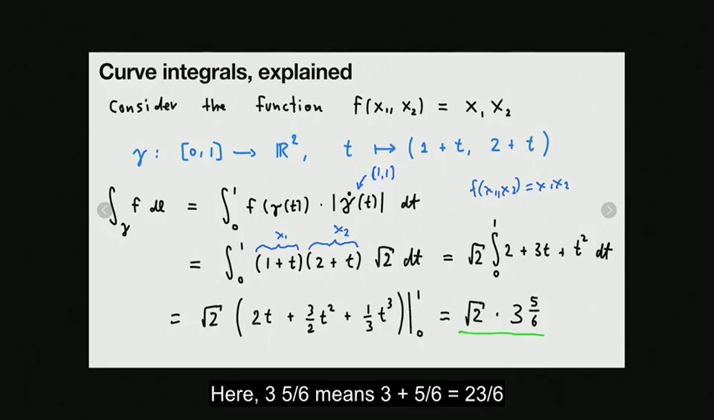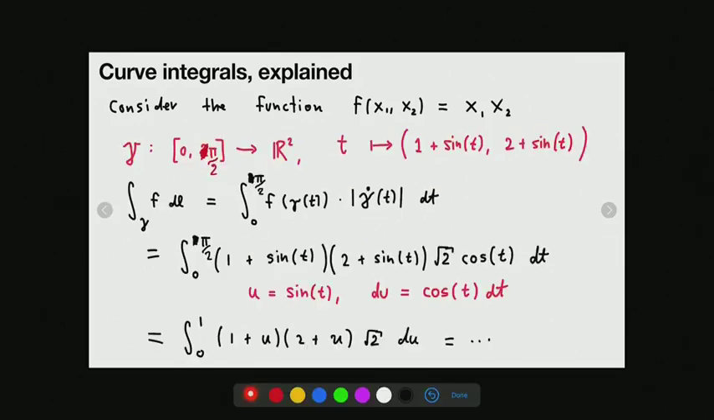We would like to compare this with a second parameterization of the same curve, where we did not have a straight line, but instead we had this parameterization using the sine function. So we have the second parameterization. The function that we want to integrate is still the same, just f of x equals x1 times x2. This time we use a slightly different parameterization, going from 0 to pi over 2 to R to the 2, and t is mapped to 1 plus sine of t and 2 plus sine of t.